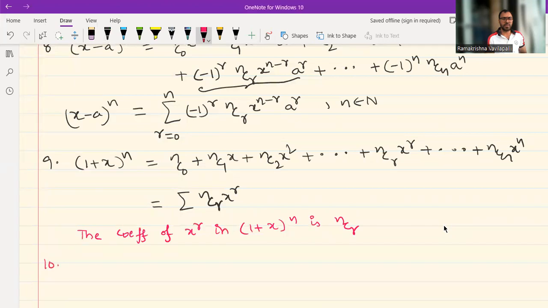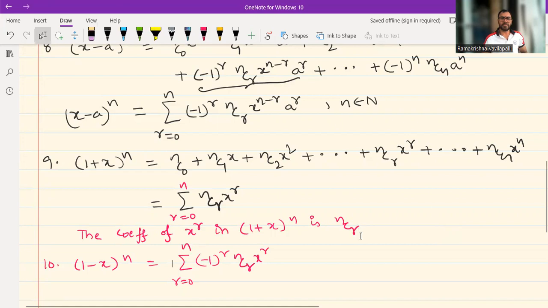Similarly, (1 minus x) whole power n equals, you will get alternate signs, summation of (minus 1) whole power r nCr x to the power of r. Here r equals 0 to n. Here also r equals 0 to n.